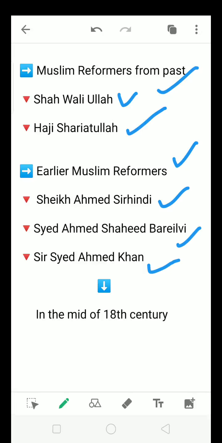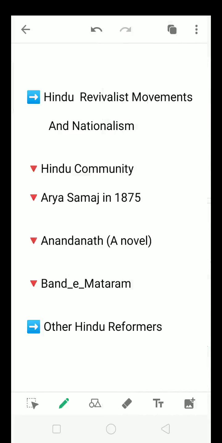So in the mid 18th century, with the decline of the Mughals in the subcontinent, Muslims lost their political and economic power, and with it their moral strength. Like the Muslim reformers, there were Hindu reformers who made their nation realize that they are a separate nation. We will read this in the Hindu revivalist movement and nationalism.